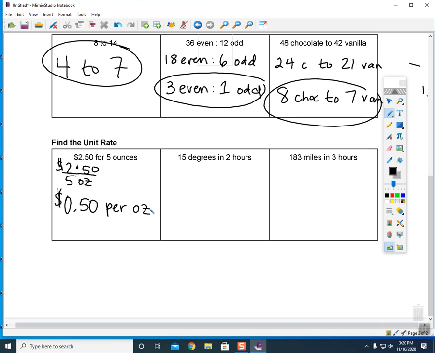Same thing here, right? I've got 15 degrees for 2 hours. I want to know what it is for 1 hour, so I'm just going to take 15 divided by 2. So I get 7.5 degrees per hour.